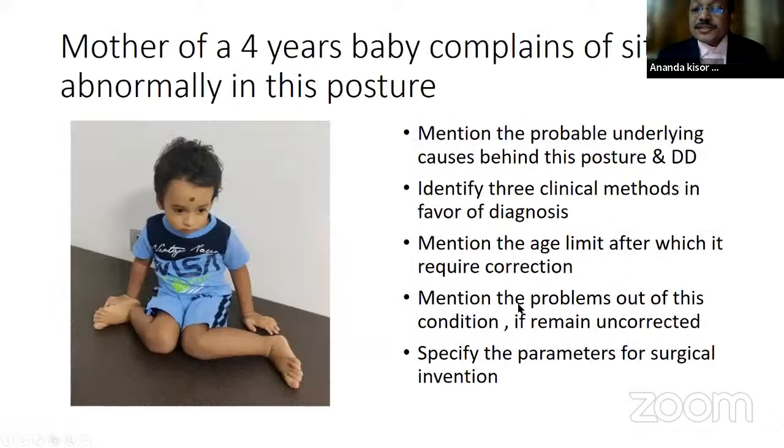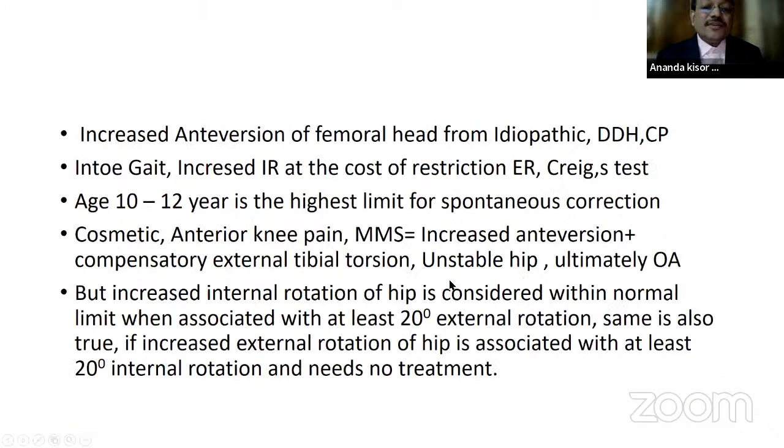Now, they ask to mention the problems if this condition remains uncorrected. So if it remains uncorrected even after the 10 to 12 years, there are some problems: cosmetic, that is the intoeing, anterior knee pain due to patellar instability, and the miserable malalignment syndrome. Basically, it is due to increased anteversion plus compensatory external tibial torsion. So this combination is called miserable malalignment syndrome.